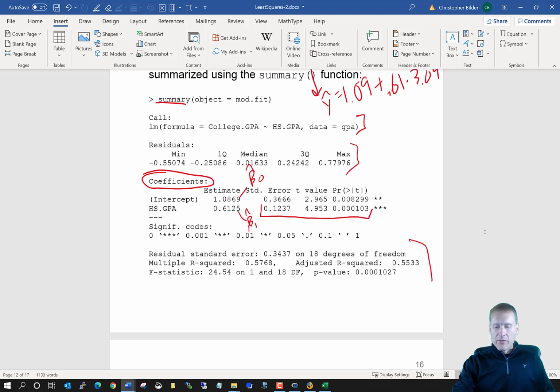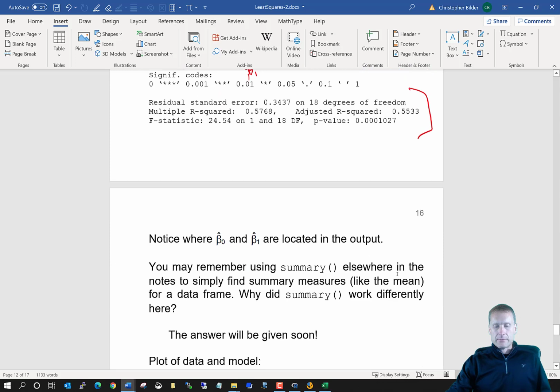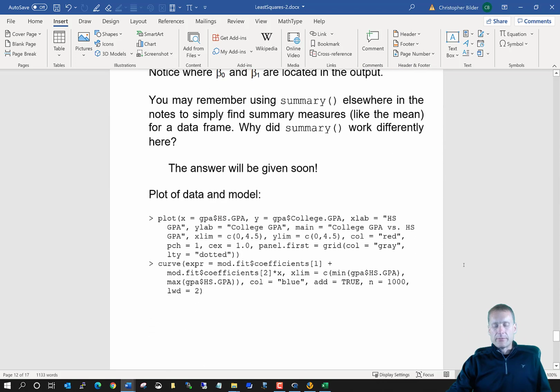Now, also there's a bunch of other things too that we will get to as we go along. Okay. So you know, we've seen this summary function a number of times in our course. We've used it with data frames before. And the output that it gives from a data frame is different from the output that we just got here. Well, why does that happen? The answer will be given soon.